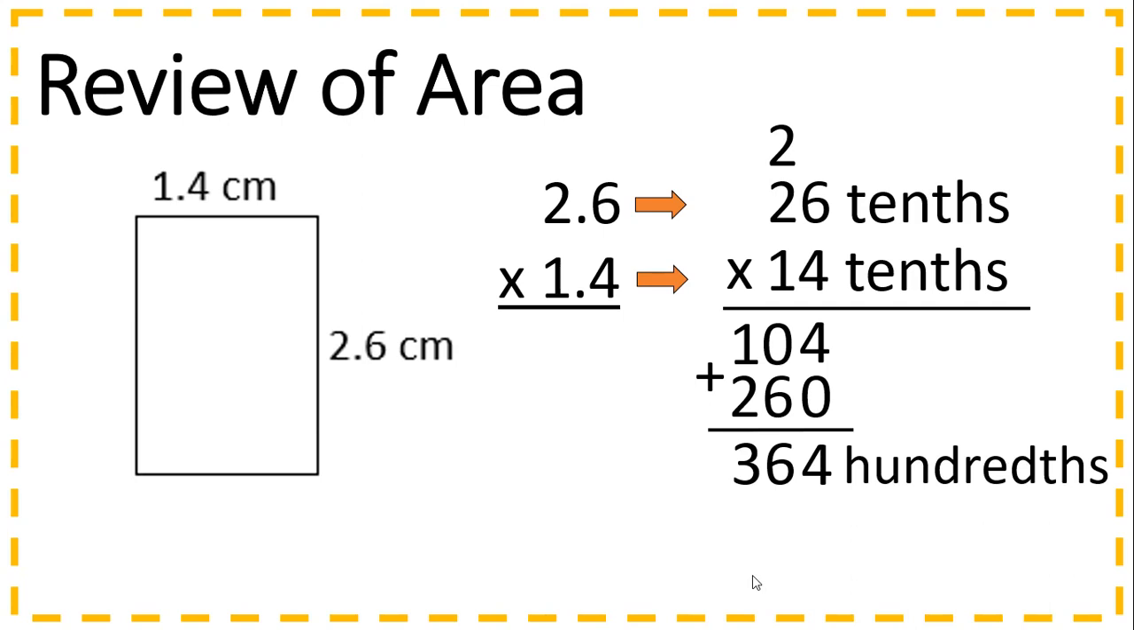Now we're going to rewrite our answer or product in standard form. 364 hundredths can be rewritten as 3 and 64 hundredths. Notice the 4 is in the hundredths place.